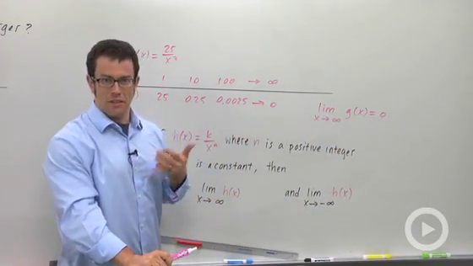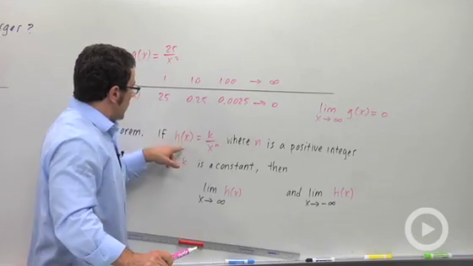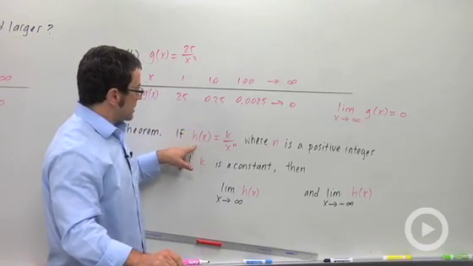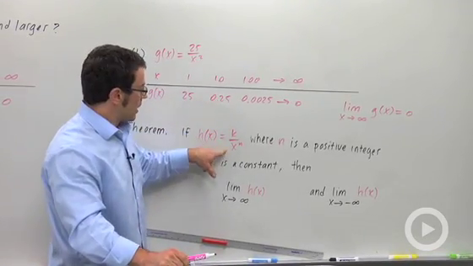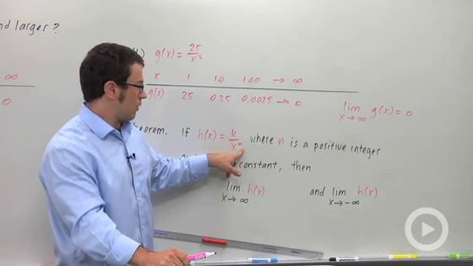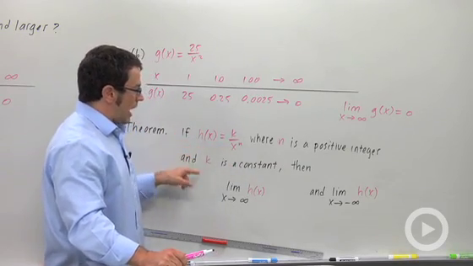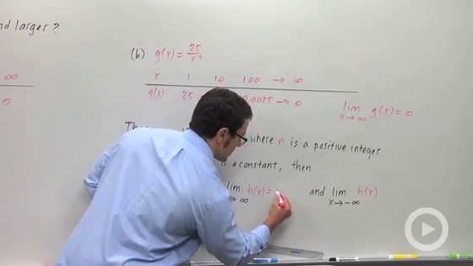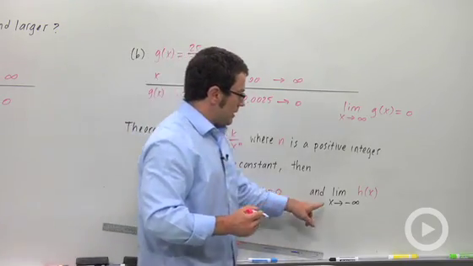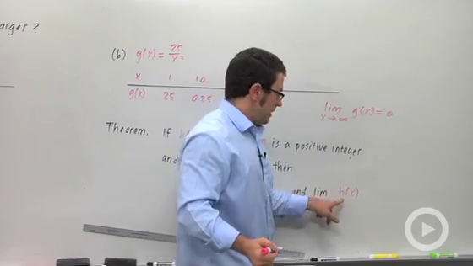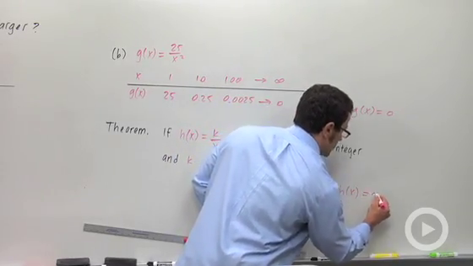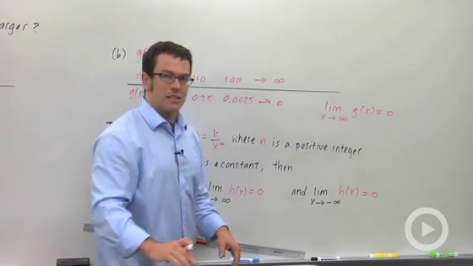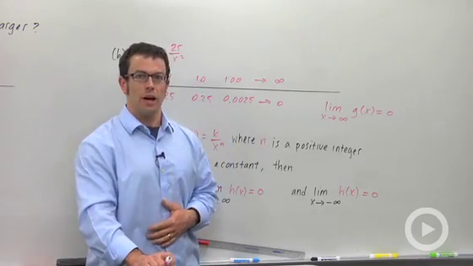Now you can probably gather that this sort of thing is always going to happen when you have a function like this: h of x equals a constant over x to a positive integer power. If that's the kind of function you have, then the limit as x approaches infinity of h of x is always 0. And it turns out that the limit as x approaches negative infinity of h of x is always 0. Those are really important facts, and we're going to use those to find limits of other rational functions.